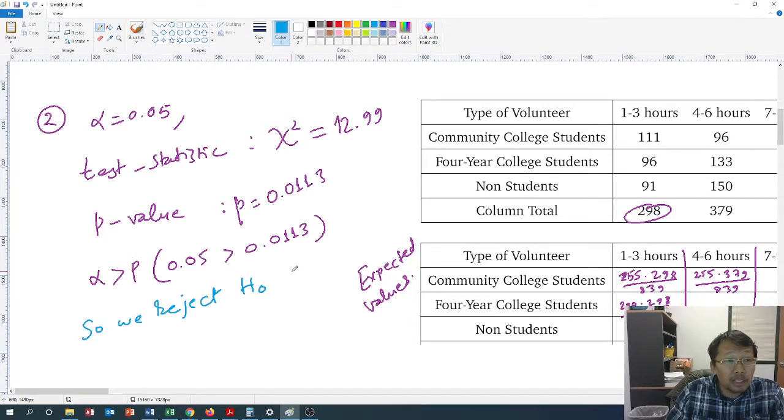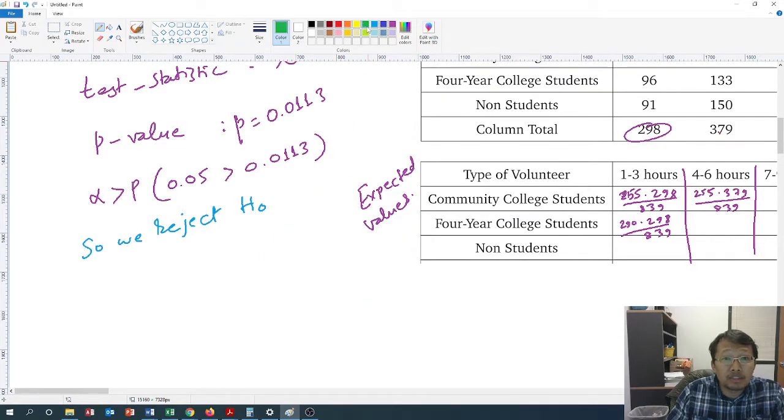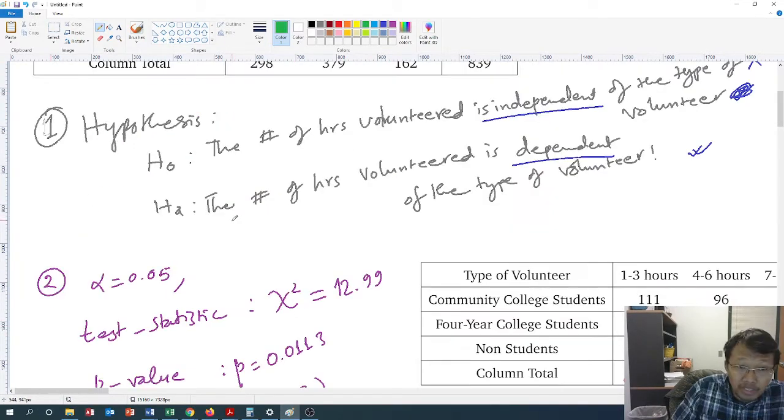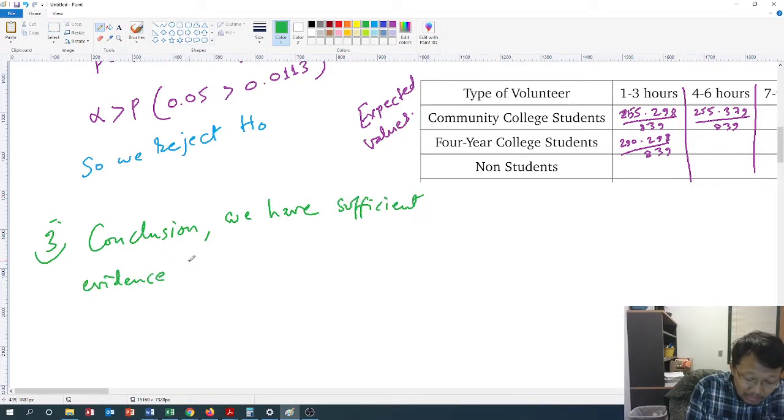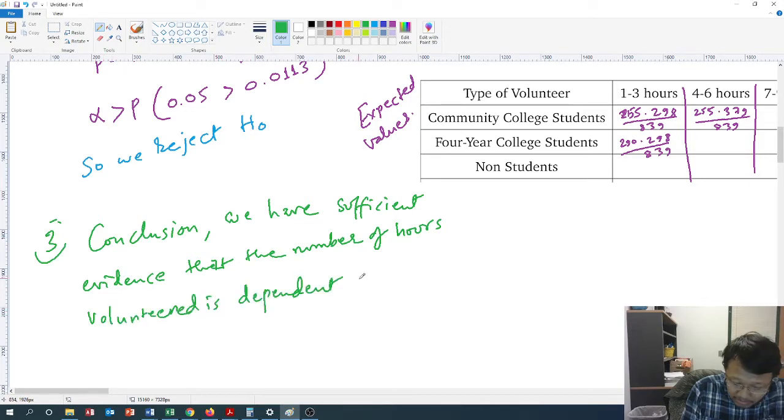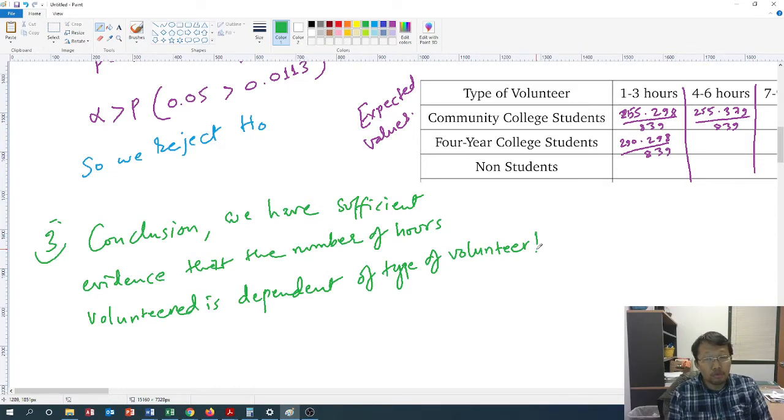So we reject the null hypothesis, and finally in the conclusion we write that there is sufficient evidence that the number of hours volunteered is dependent on the type of volunteer. So that's how we go for the test of independence. Thank you.